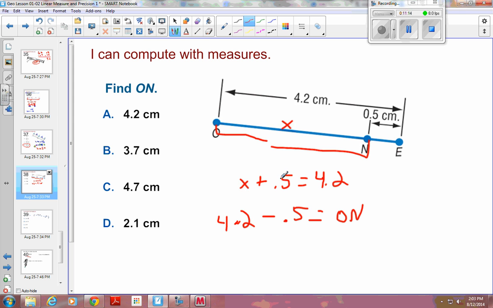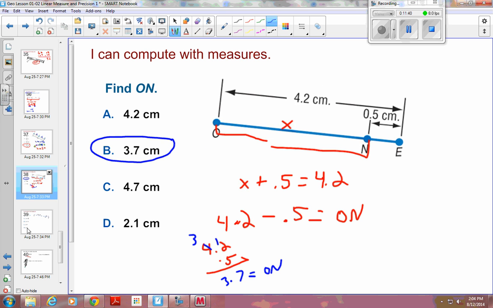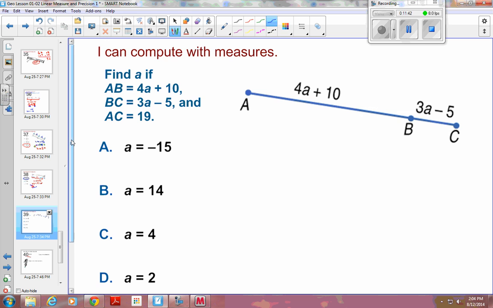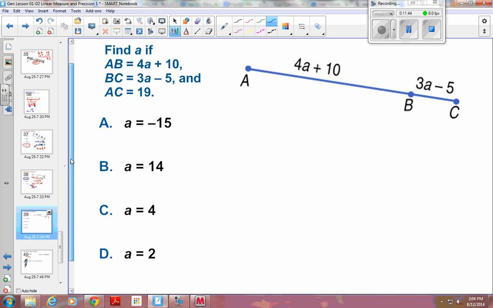The very first step up on this top one would be to subtract 0.5 from both sides. So 4.2 minus 0.5, and if you have to write it over top of each other, borrow from the 4, making that into a 3. So 12 minus 5 is 7, so you get 3.7 is equal to ON. Units on that is centimeters, so our answer is B.